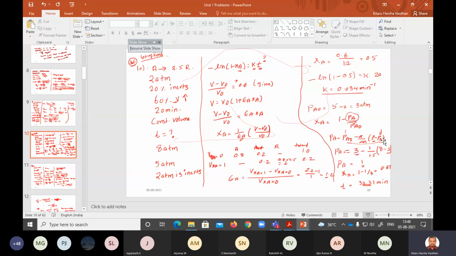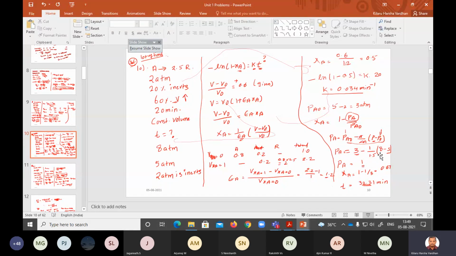So try to remember P naught, PA naught and PA. PA is the final pressure of A. PA naught is the initial partial pressure of A. P is the final total pressure. P naught is the initial total pressure, and this initial pressure includes the inerts. If sometimes there are no inerts, then P naught is equal to PA naught because only A is there. Since inerts are present, this pressure is different from this pressure.